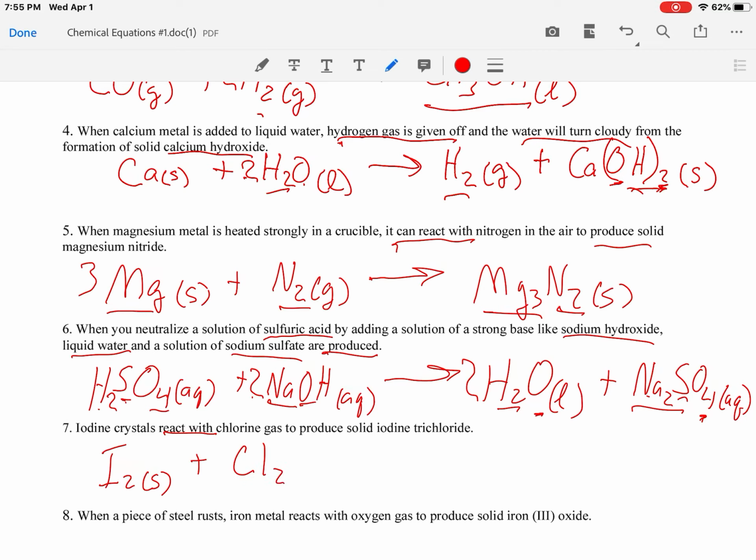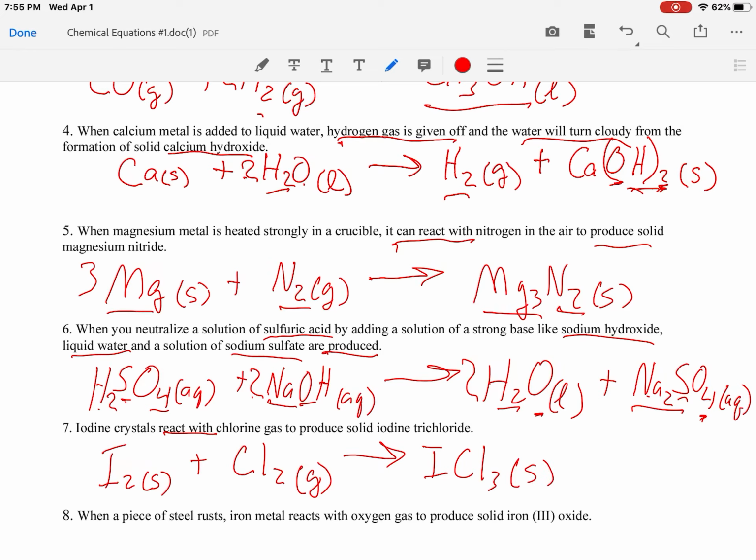Now, chlorine is also a Brinkelhoff, right? It's also a diatomic, so it needs a 2 as well. And that is in the gas state. And that is going to produce iodine trichloride. So iodine, no prefix on the iodine, means 1, and trichloride means 3 chlorines. And that is in the solid state.